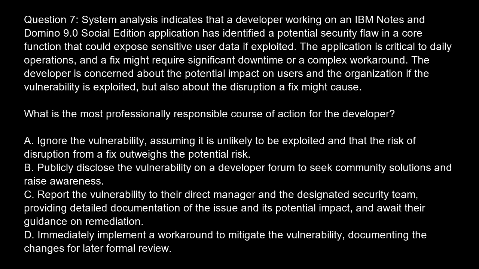Option A. Ignore the vulnerability, assuming it is unlikely to be exploited and that the risk of disruption from a fix outweighs the potential risk. Option B. Publicly disclose the vulnerability on a developer forum to seek community solutions and raise awareness. Option C. Report the vulnerability to their direct manager and the designated security team, providing detailed documentation of the issue and its potential impact, and await their guidance on remediation. Option D. Immediately implement a workaround to mitigate the vulnerability, documenting the changes for later formal review.